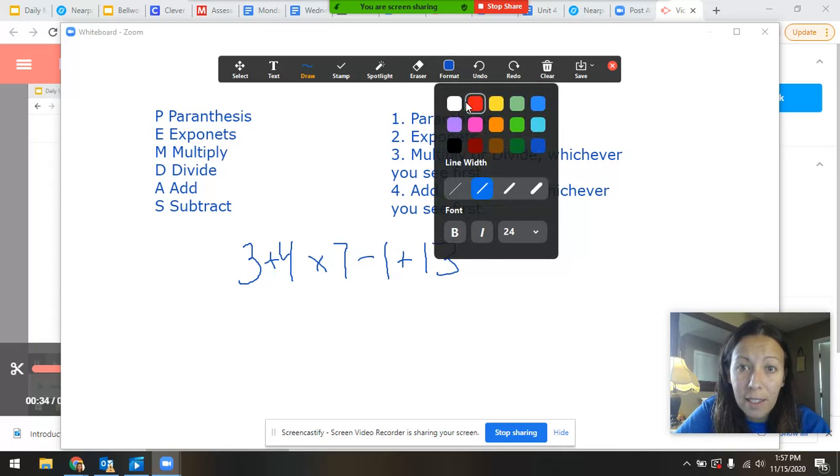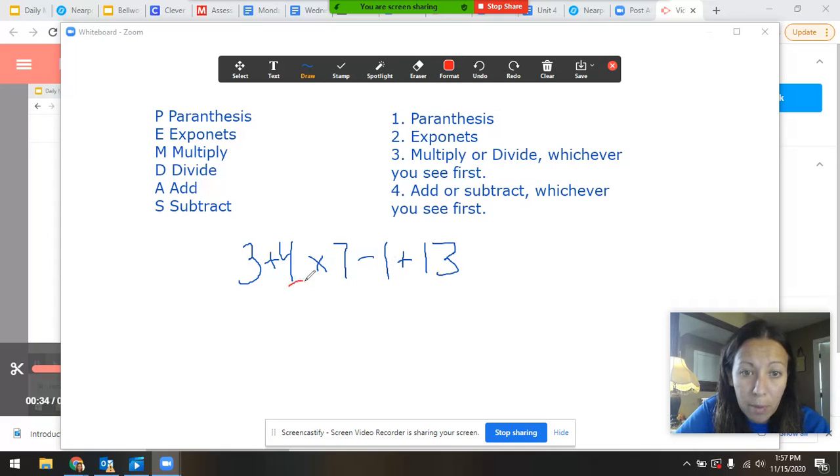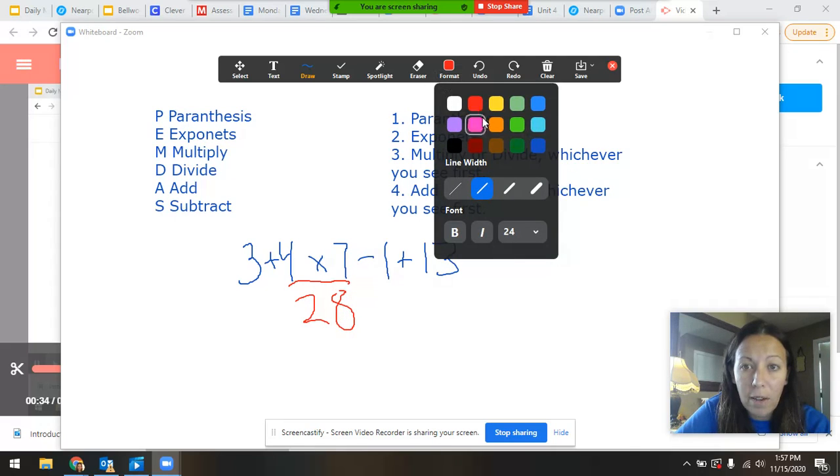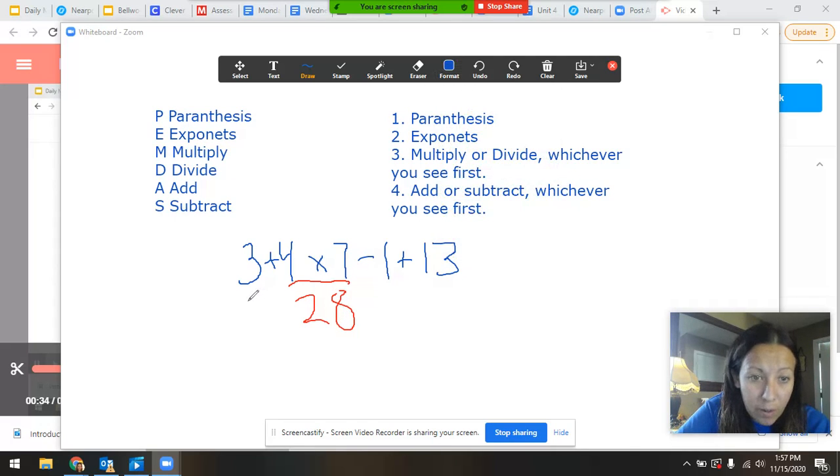So I see that we have a multiplication problem right here. So 4 times 7 is 28. And then I'm going to bring the rest of the stuff down that I did not use. So the 3 plus, and then the minus 1 plus 13.